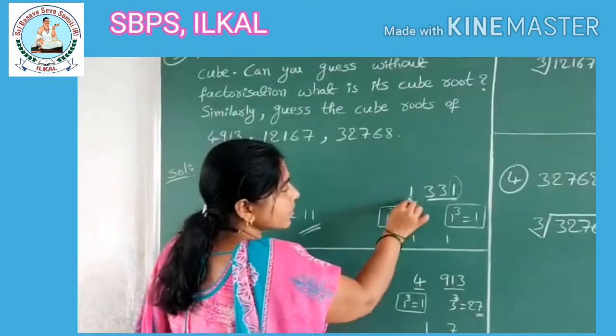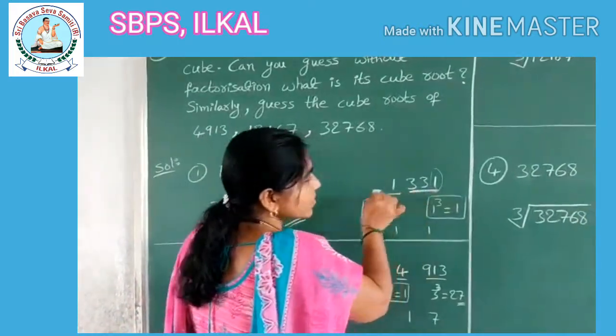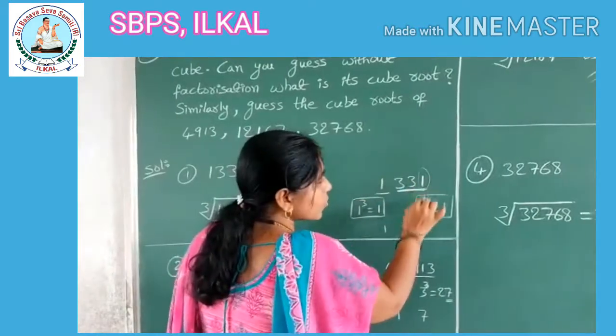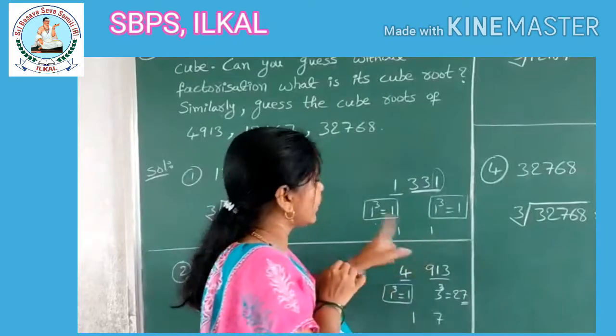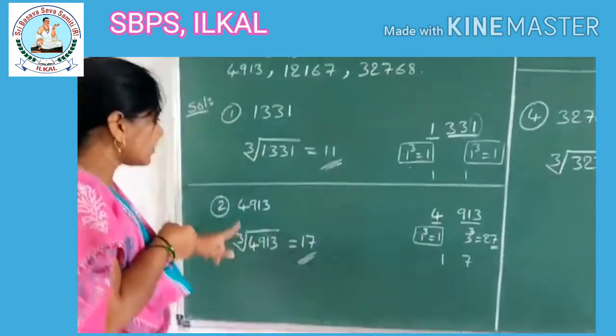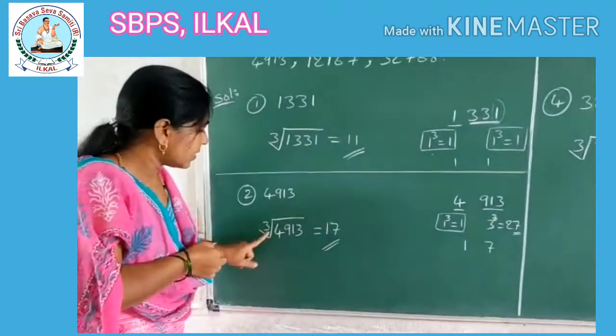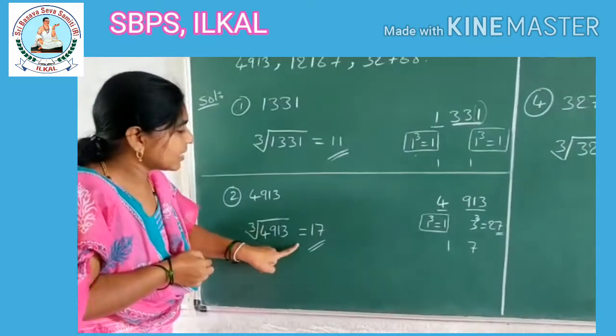Here observe, it is a 4-digit number, 3 digits separate and this one separate, I have done, children. 1 cube is equal to 1, this is a single digit number, again 1 cube is equal to 1. So it is 11. Okay. In the same way, this 4,913. Cube root of 4,913 is equal to 17.